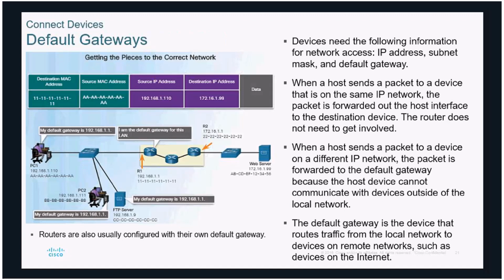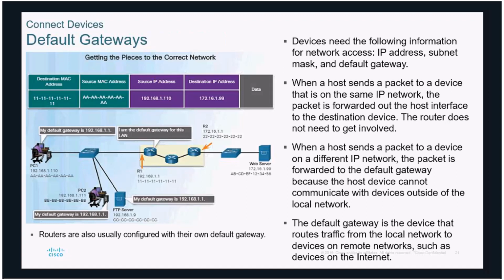The basics you need, obviously, are an IP address, subnet mask, and default gateway. When a host sends a packet to a device on the same network, say this one wants to go to here, they don't need it. The router doesn't get involved with this. This is a local network, so these two can talk to each other regardless. They don't need the default gateway.